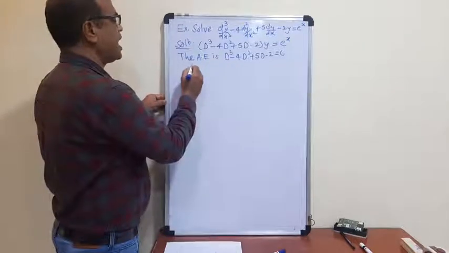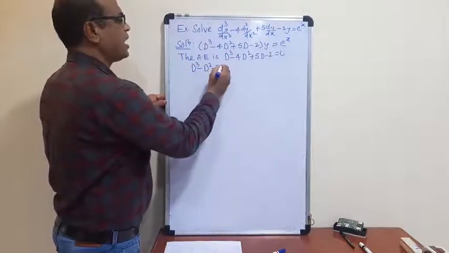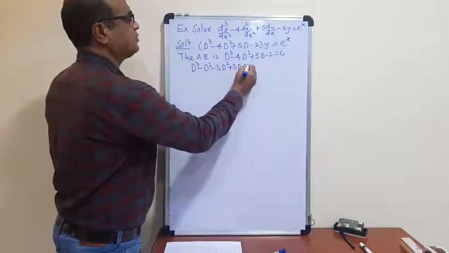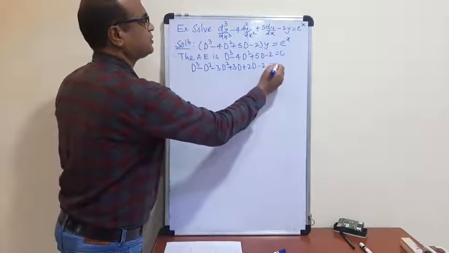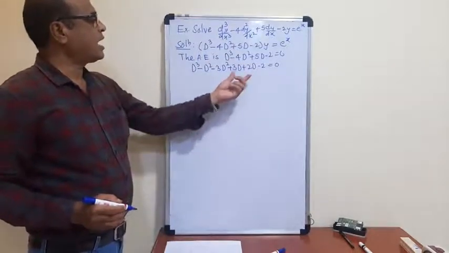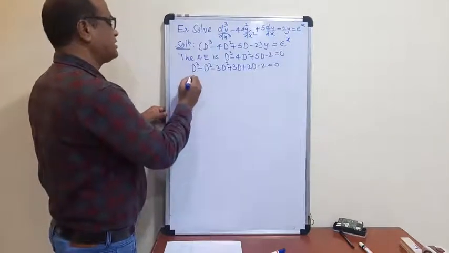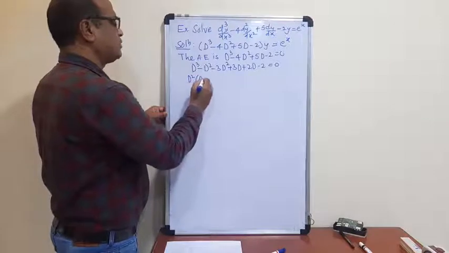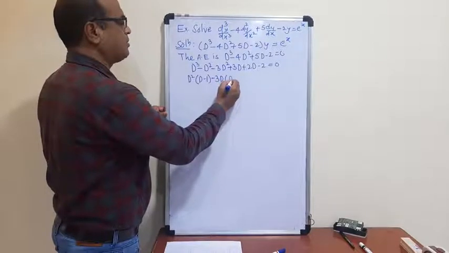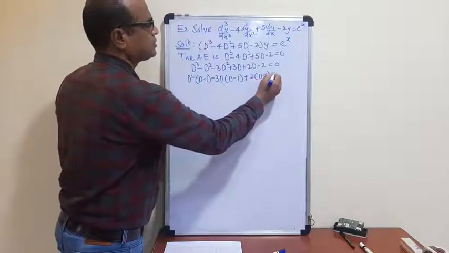This equation can be written as D cube minus D square minus 3D square plus 3D plus 2D minus 2 is equal to 0, because minus D square minus 3D square is minus 4D square, and 3D plus 2D is 5D. Taking out the factor D square, in bracket D minus 1; again we take minus 3D from these two terms, so we get in bracket D minus 1, plus 2 into bracket D minus 1. So this is equal to 0.